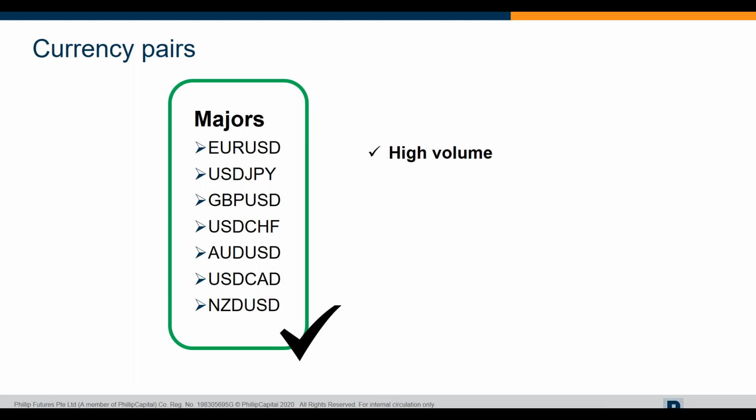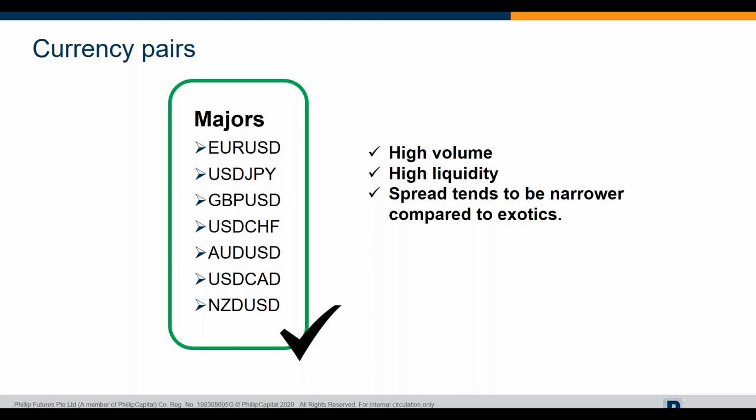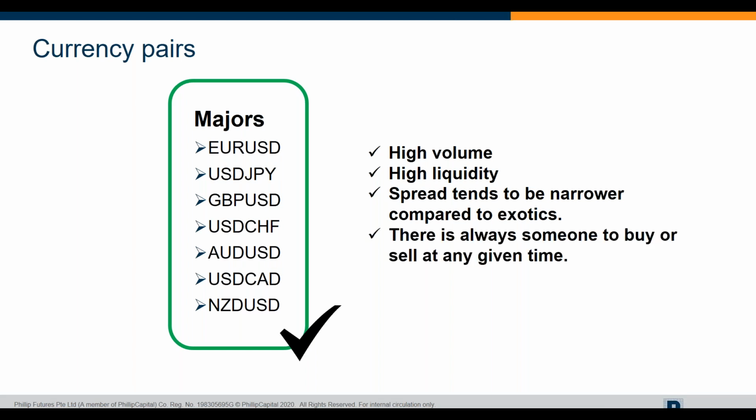Firstly, it has high volume. Secondly, with high volume comes high liquidity. And also the spread tends to be narrower compared to the exotics. What spread is, we'll cover later. Essentially, this means that the cost when you trade these will be lower compared to other pairs. Due to the volume and the liquidity, there's always someone to buy and sell at any time.